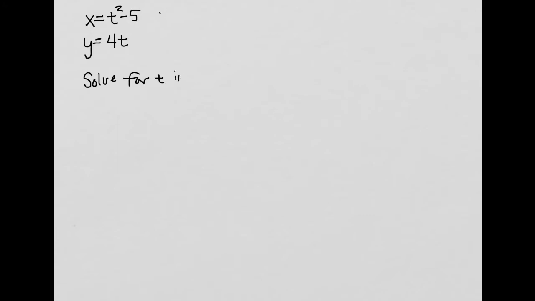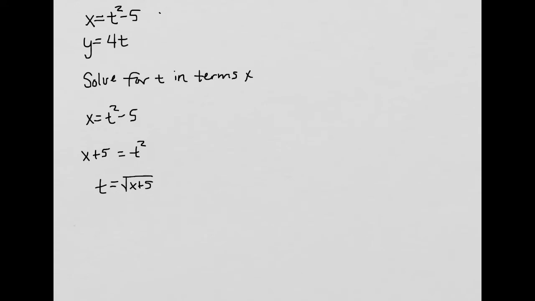There's no use in solving for t in terms of y because you can't substitute it back for itself, right? So let's solve for t in terms of x. If x equals t squared minus 5, I'm going to add 5 to both sides, and then I'm going to take the square root of both sides to solve for t. So t is just the square root of x plus 5.